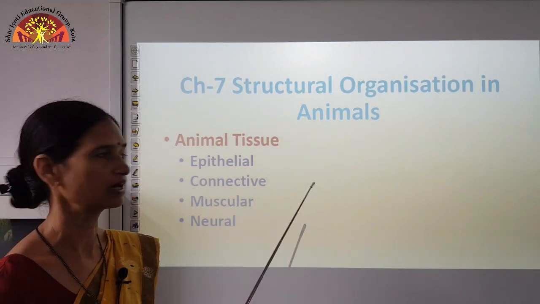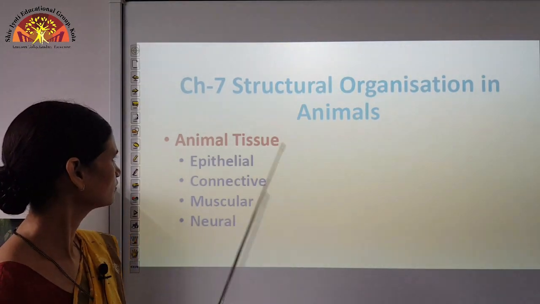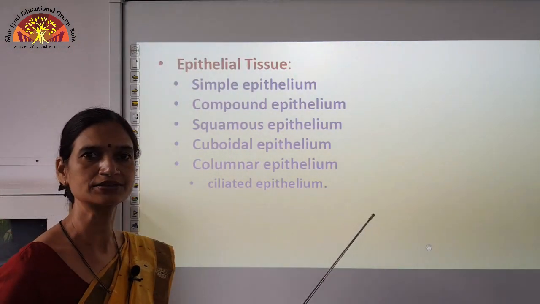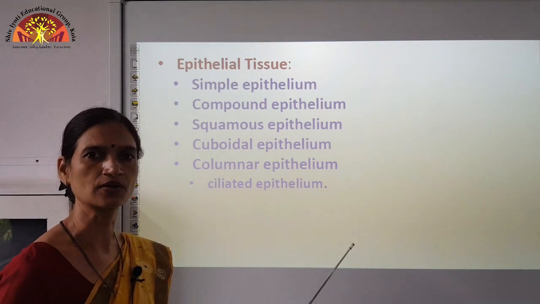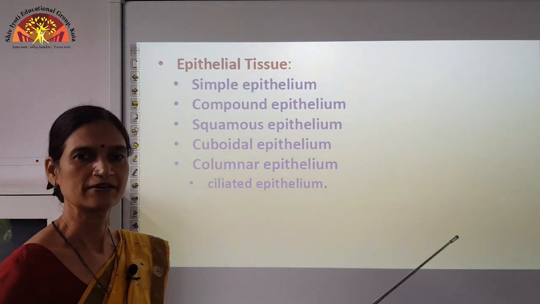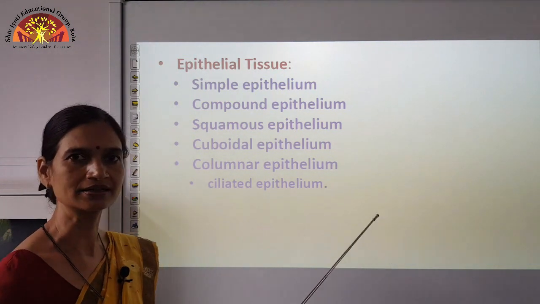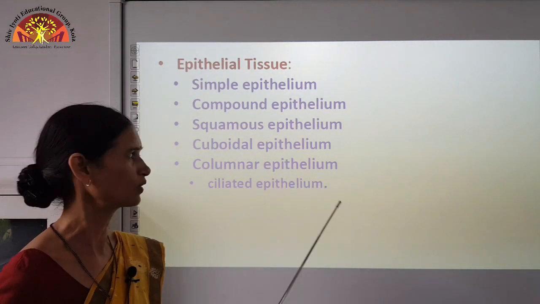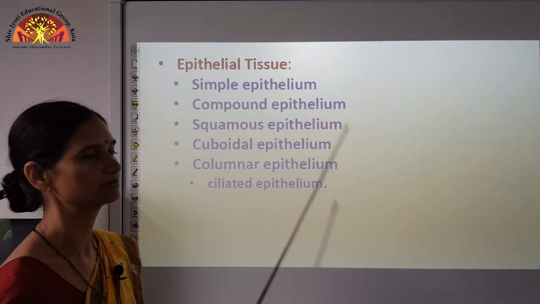The animal tissues are mainly of 4 types: epithelial, connective, muscular and neural tissues. So, we will revise one by one. Number 1 is epithelial tissue. Epithelial tissues cover the whole body from outside, and the internal organs are also lined by these epithelial tissues. These cells are flat, of different shapes, but they are very close to each other and there is no intercellular space between them, and they are found in the various organs. So, we will study about them one by one. First one is simple epithelium.